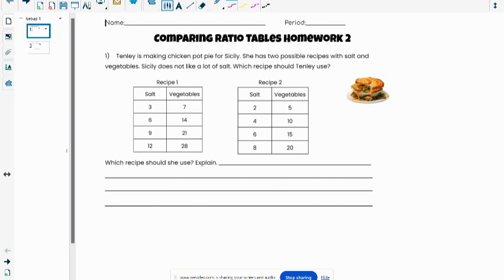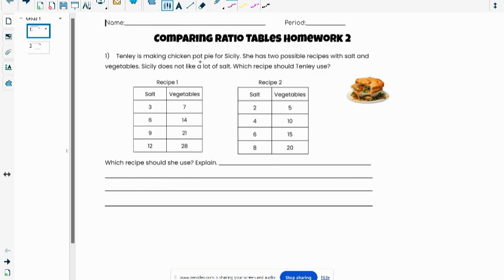All right, today we're going to continue comparing ratio tables. So I'm going to just walk you through the first two examples. That way, if we're confused and not sure what to do, this can help get us started. So we have two different ratio tables. When we're comparing ratio tables, there always has to be more than one. That's how we can compare them.